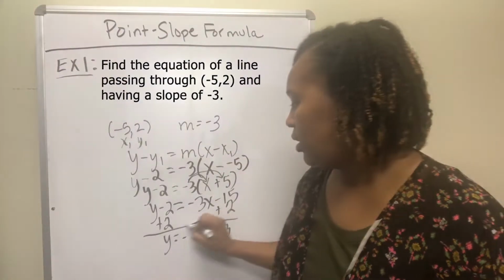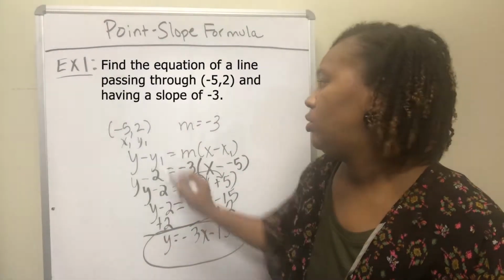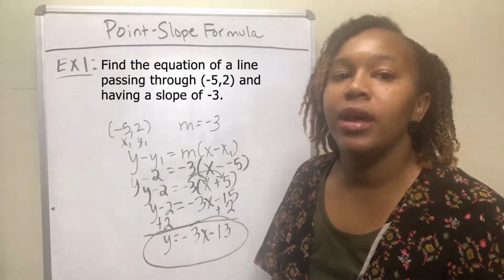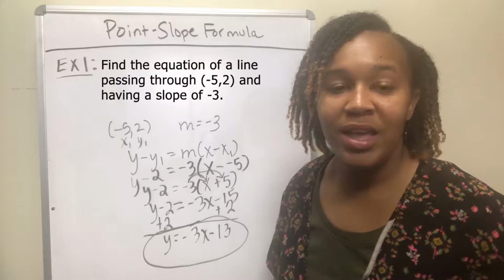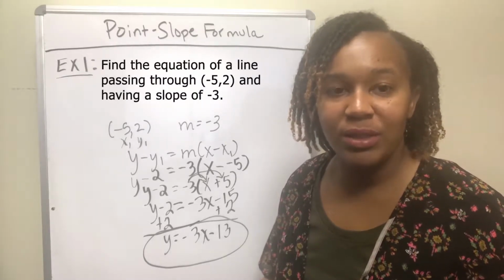And so this would be the equation of the line that passes through the point negative 5, 2, and that has a slope of negative 3. And that would be the equation in slope-intercept form. And so that's how you will find the equation of a line using the point-slope formula.